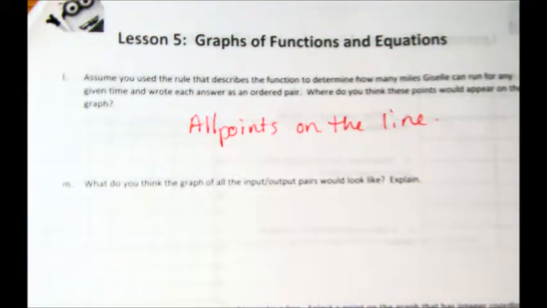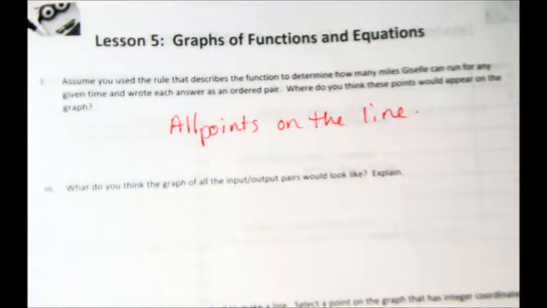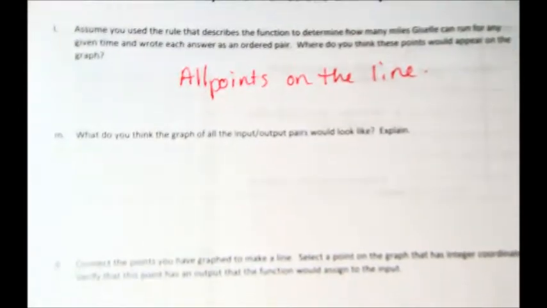All right, what do you think the graph of all of the inputs and all of the output pairs would look like? Explain. Hopefully you said that the graph of all of the inputs and outputs would be a straight line because we were told Giselle runs at a constant rate. That means each time she runs, it will increase at the same rate. Connect the points you have graphed to make a line.